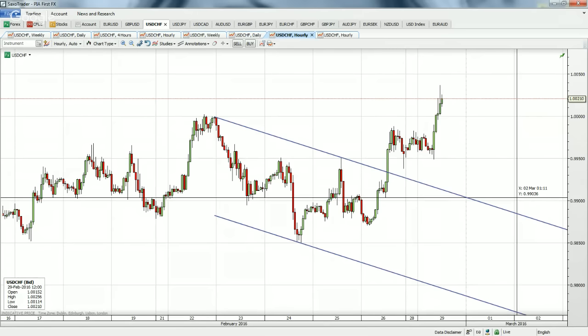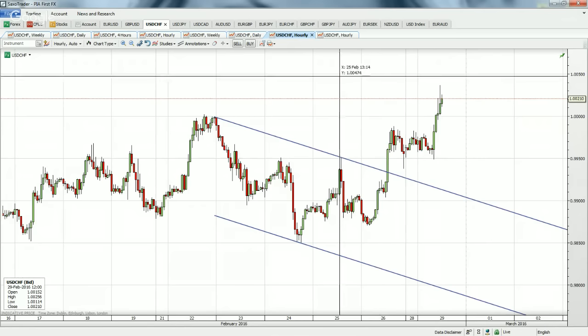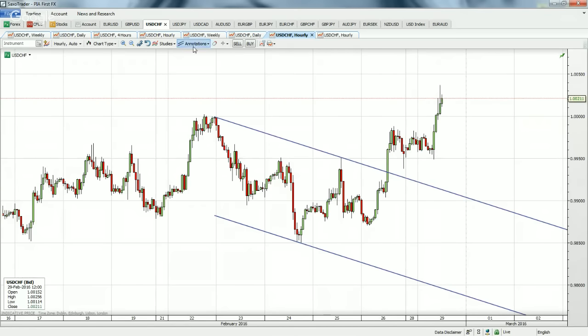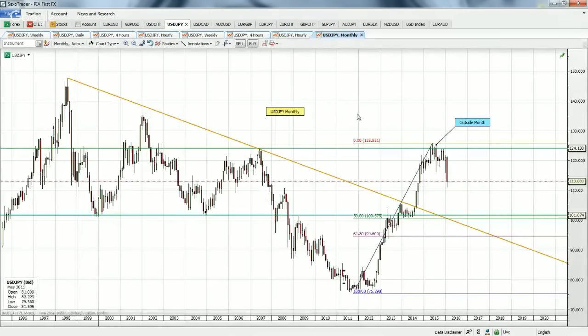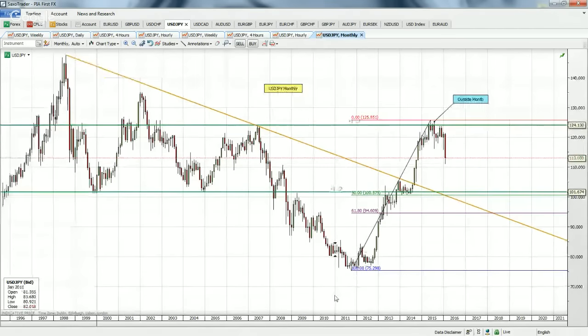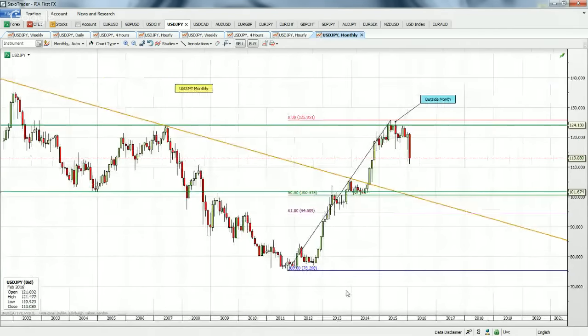This is just a potential move to the downside that marries that outlook for the dollar that we've been talking about. Dollar yen, big picture, and the dollar yen monthly chart.